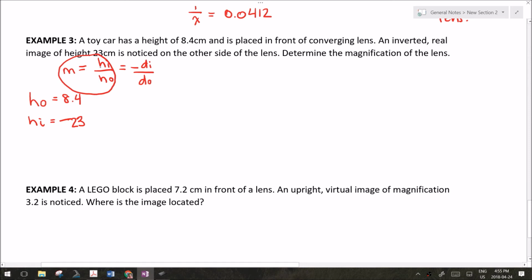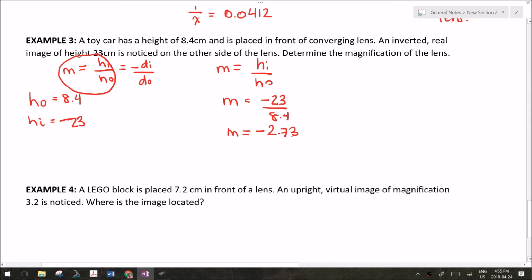Remember, these are two equal signs. So that means that I can use this and this, or I could use this and this, or I could use this and this. So either two I could use to help solve my equation. So I can use this, which means my magnification is equal to negative 23 divided by 8.4, and my magnification is negative 2.73.